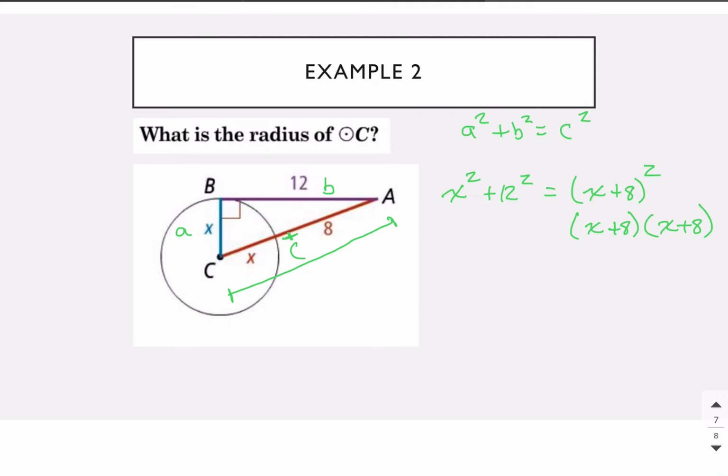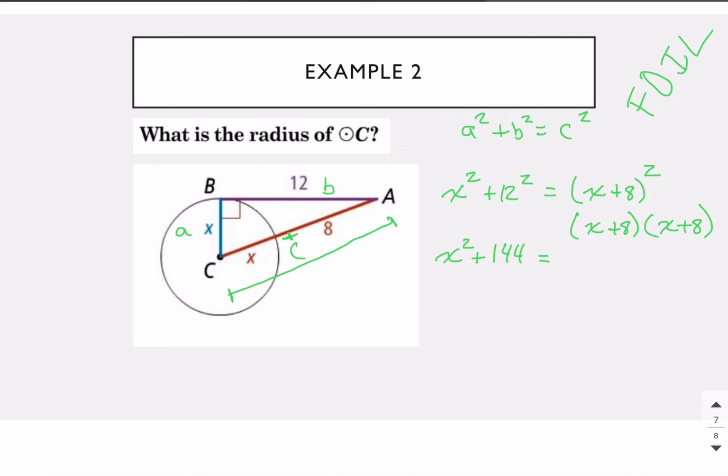And so we have that favorite word, FOIL, our other favorite F word, that's FOIL. And so we're going to need to use FOIL as we solve this. So I'm going to simplify this left side. So x squared stays x squared plus 12 squared is 144. And so now we're going to use FOIL.